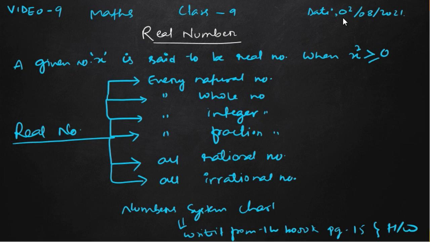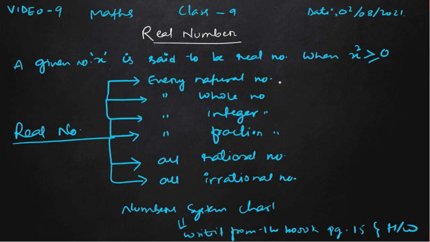Today we will discuss real numbers. What is a real number? Any number x is said to be a real number if the square of that number is greater than or equal to 0, then only we will say that that number is a real number.